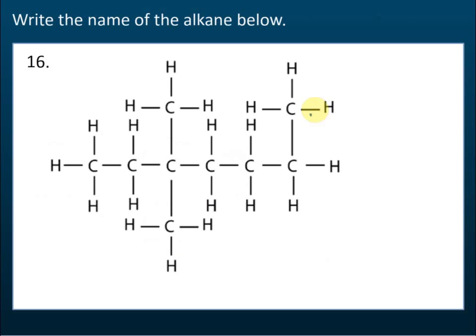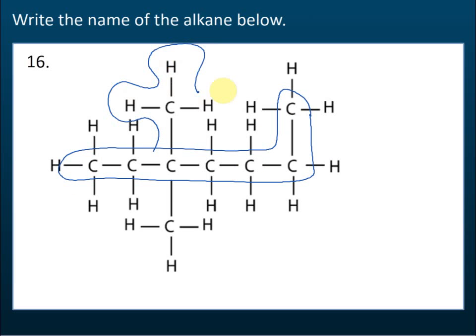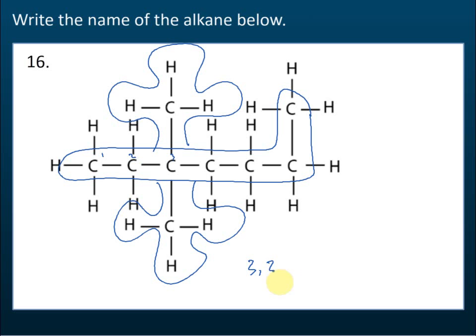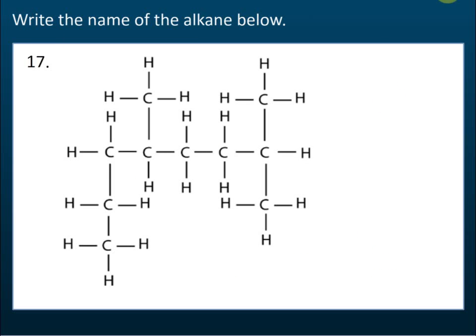16. The longest chain is this, and these are the branches. Okay, so the name, 1, 2, 3. 3 dimethyl. 1, 2, 3, 4, 5, 6, 7 heptane. Heptane.